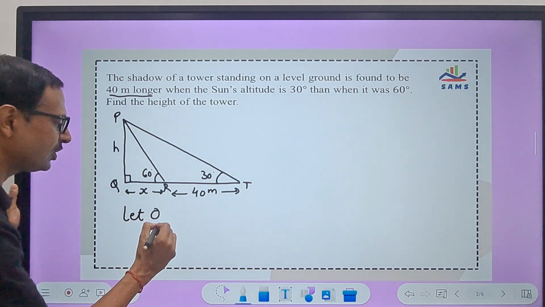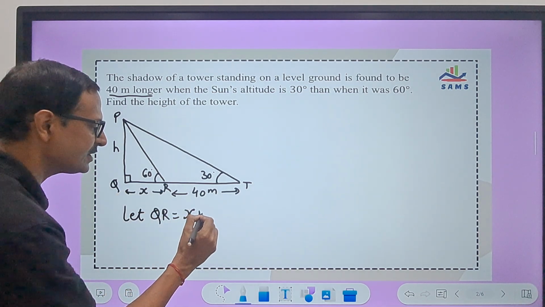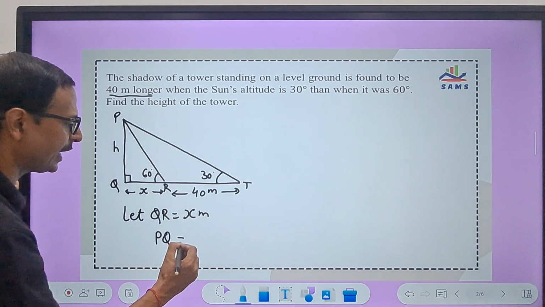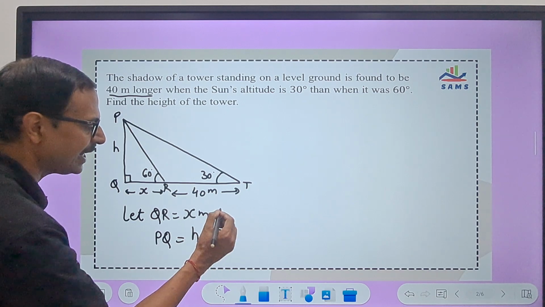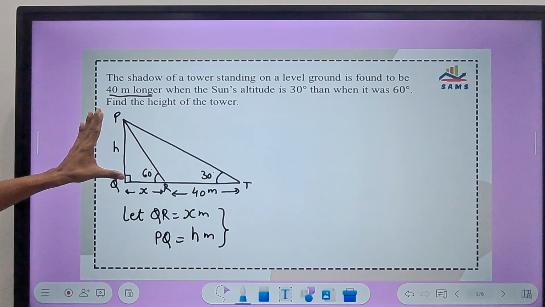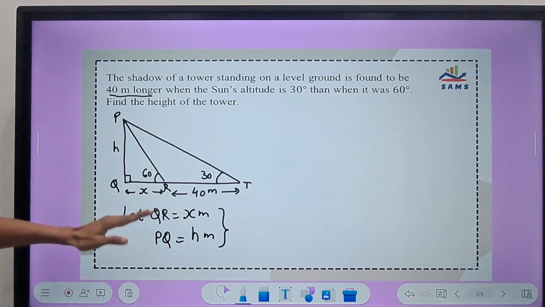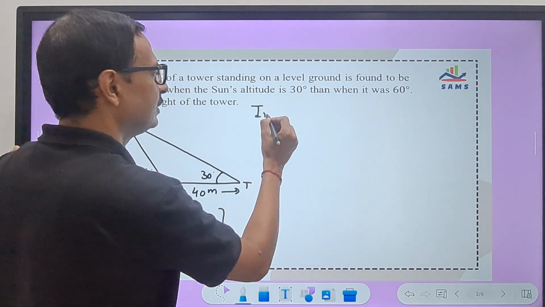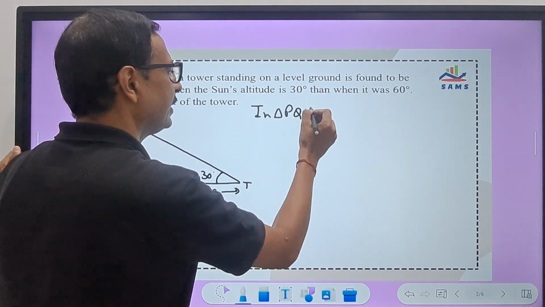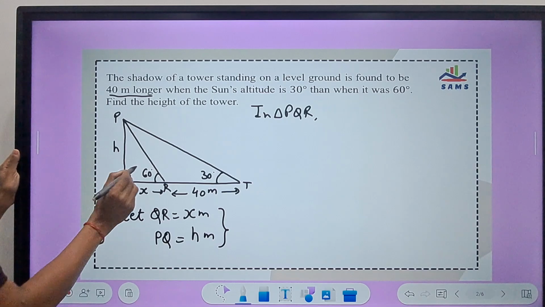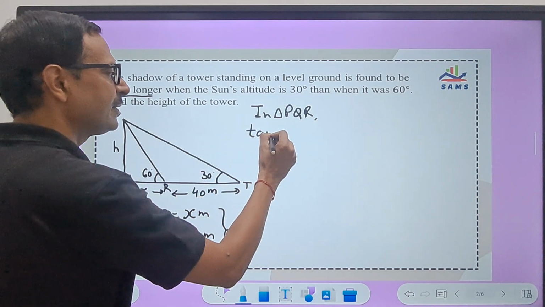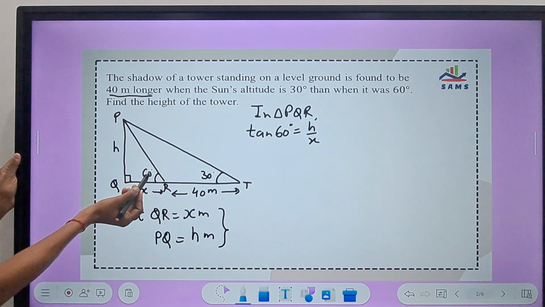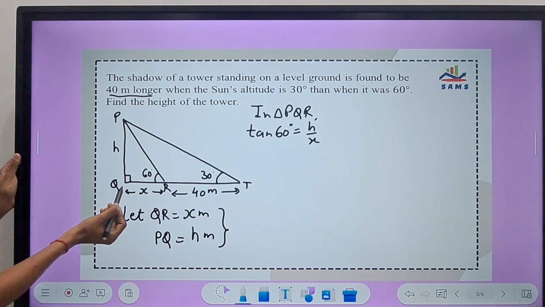I have assumed QR is equal to x meters, and now I am going to use, we have PQ, right? PQ also as the height of the tower, which is h meters. Now I am going to use the two right angle triangles in this figure to get to my answer. The first one is PQR. So in triangle PQR, we have application of tan theta, that is tan 60 degree, perpendicular h upon base x. So you can see tan 60 perpendicular upon base.